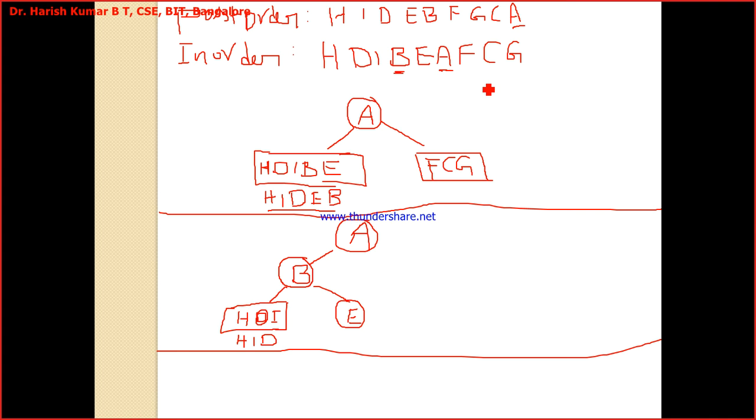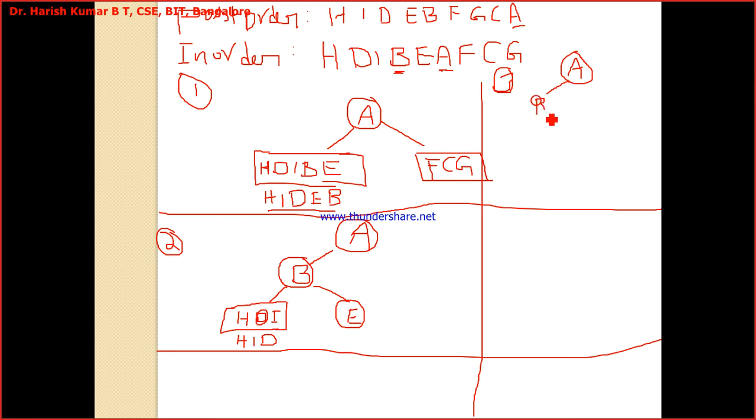Okay, let me write here. This is the first step I've done. This is the second step I've done. Now I'm doing the third step. A is the root node, that is fixed already, and B is the left child of it, that is also fixed. Now I came to know that the left child of B is D, and the right child of B is already fixed, that is E. Now I have two things remaining, H and I.